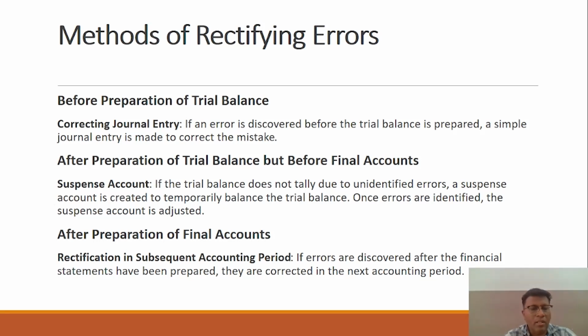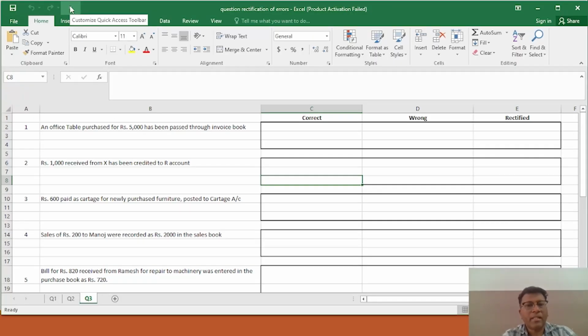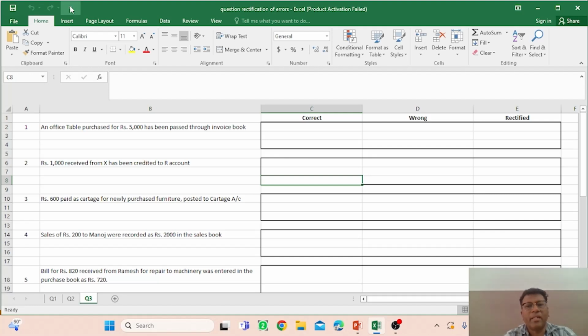So let's come to the Excel sheet so that we can solve the numerical question. As you see, in this particular question there are different business transactions. Whenever there are a number of transactions you have to post in the accounting books, as per the double entry system or the accounting rules, you have to make a particular account debit and another account credit. But what happens is that sometimes you enter or post the transaction in different accounts differently, or sometimes you find that there is an error in the amount. So how do you correct them?